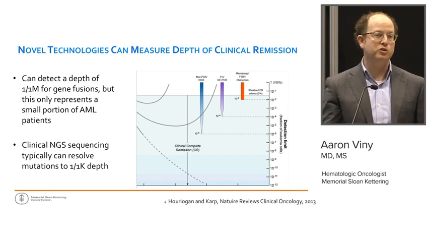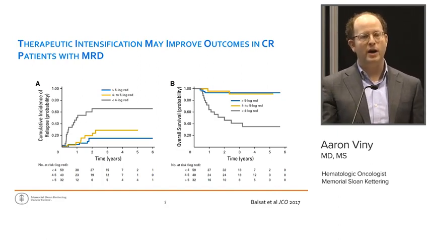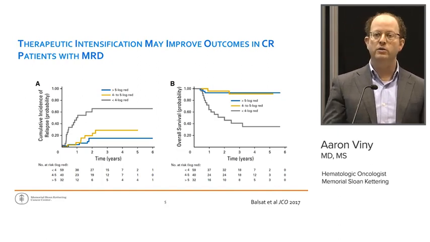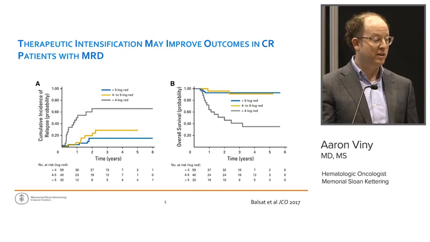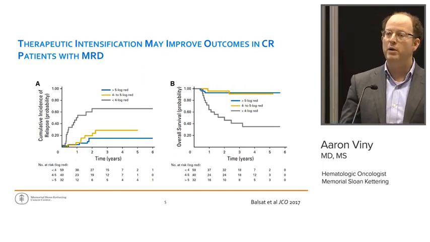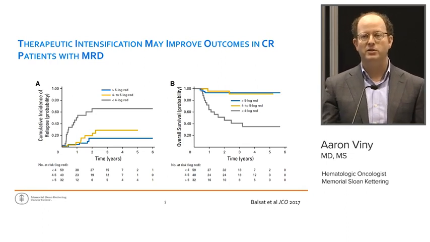But the point is, this is actually clinically relevant. And so if you look at patients who have a greater than 5 log fold reduction in their NPM1 mutation after chemotherapy, these patients inherently do better. So the depth of response actually has prognostic value.